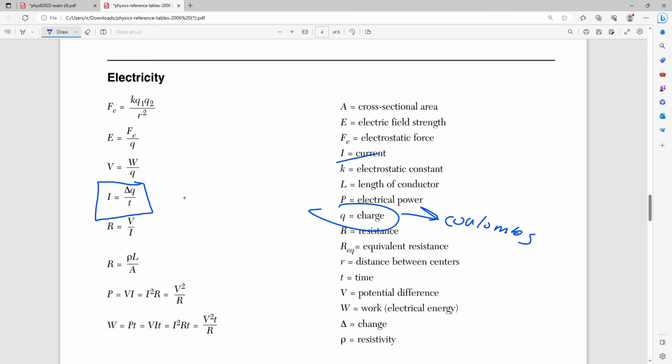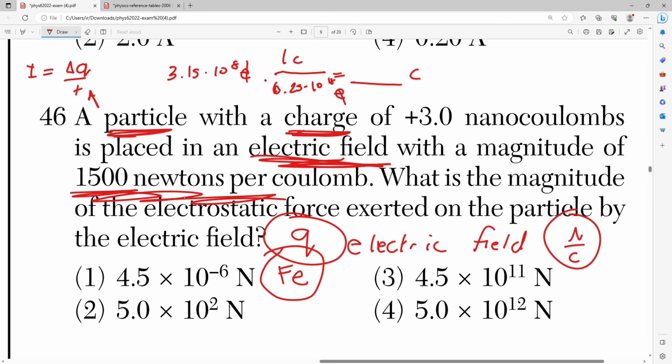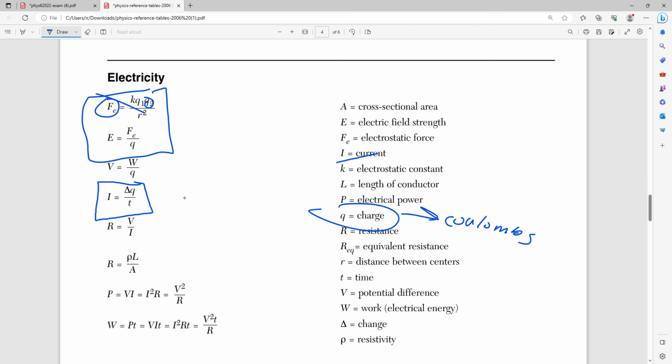So obviously I have these two choices. I have Fe, and this is Q. But they don't give me radius. They never give me a distance, and they never ask me for a distance. So I'm not going to use this formula. I'm not going to use the electrostatic force formula. Instead, I'm going to use E, which is the electric field strength.